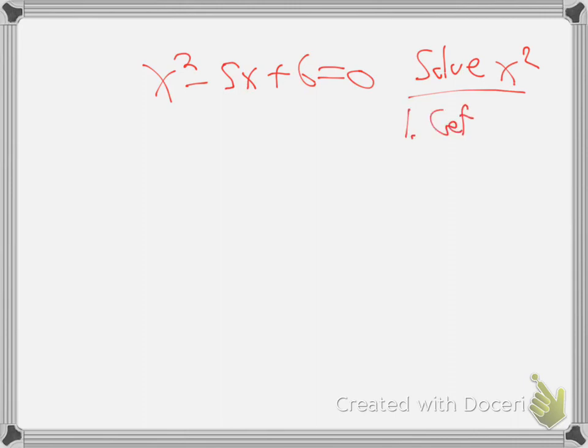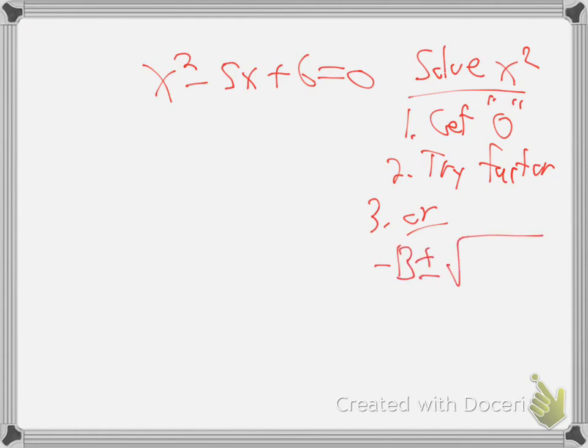First, step 1, get a 0. Got to get a 0. And step 2, you try to factor, if you can. Not everything factors. And if it doesn't factor, do you remember you can use the quadratic formula? Negative b plus or minus the square root of b squared minus 4ac, all over 2a. Right. So write that down.